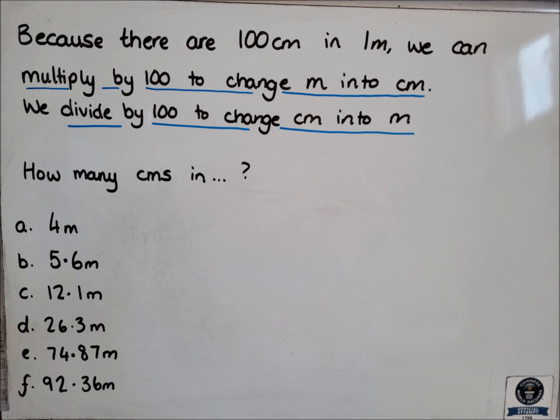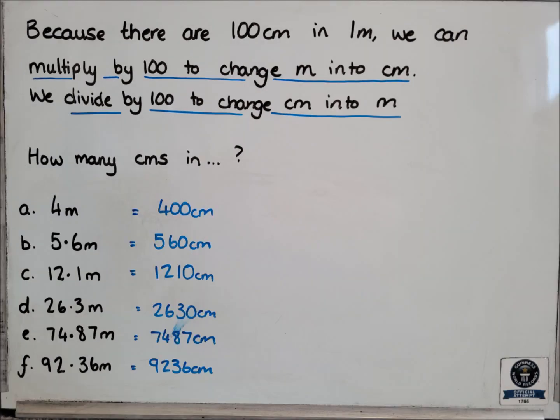Okay, let's have a look at the answers. So for the first one, 4 metres, there are 400 centimetres. The second one, 560 centimetres. The third one, 1,210. For D, 2,630 centimetres. For E, 7,487 centimetres. And the last one there is 9,236 centimetres. So we've multiplied all of those by 100. That's how we change metres into centimetres.